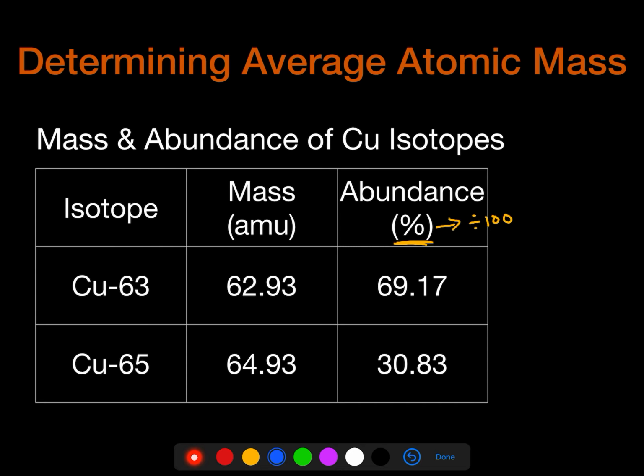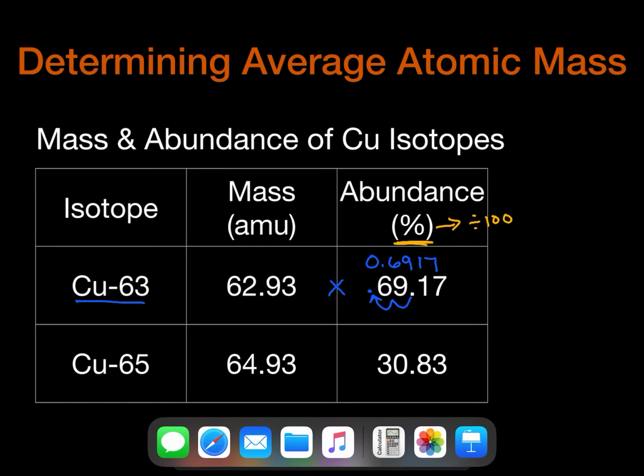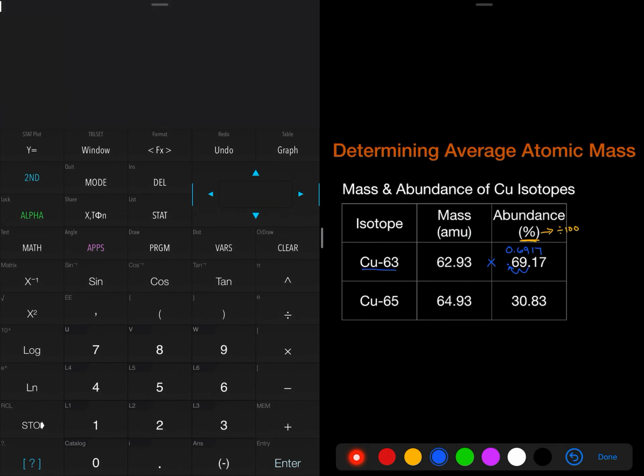So the first isotope of copper that we have is copper 63. We see that the mass, the AMU, is close to 63, not exactly. And our percent we want to change into a decimal, so we're going to move that decimal 2 places over, and I can rewrite that as 0.6917. And we're going to multiply these by each other. So let me go ahead and bring up my calculator and get that added in here.